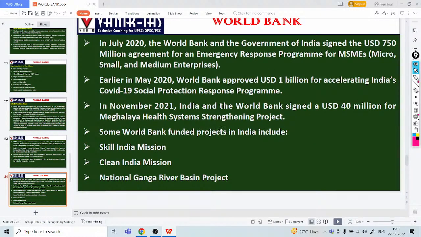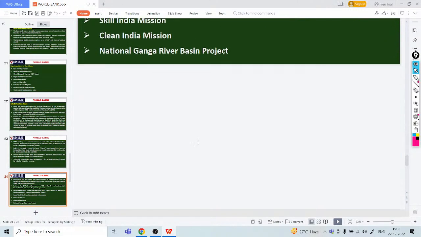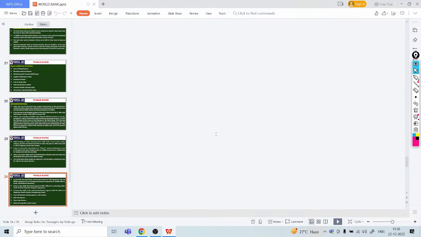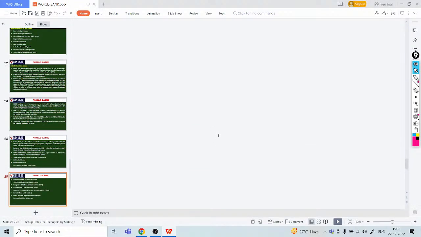Okay. In July 2020, the World Bank and the Government of India signed a USD 750 million agreement for an emergency response program for MSMEs. Earlier in May 2020, the World Bank approved USD 1 billion for accelerating India's COVID-19 social protection response program. In November 2021, India and the World Bank signed USD 40 million for the Meghalaya Health System Strengthening Project. Some World Bank funded projects in India include Skill India Mission, Clean India Mission, and the National Ganga River Basin Project. Okay. Then at present being run. It has funded so many other projects.